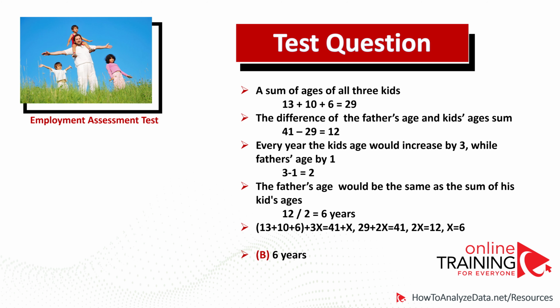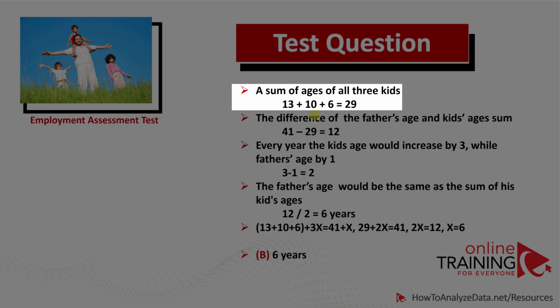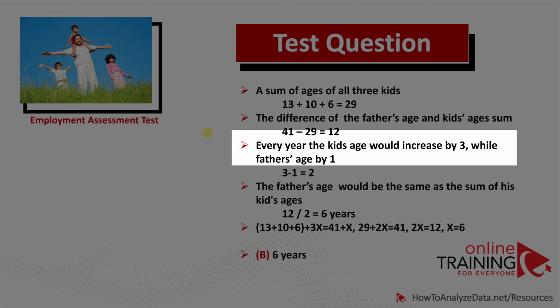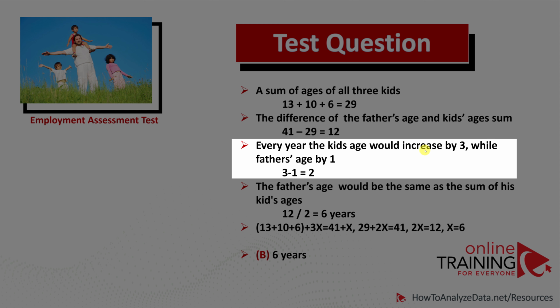So let's calculate the sum of all 3 kids' ages first. 13 plus 10 plus 6 is equal to 29. The difference in the father's age and the kids' ages sum is 41 minus 29 equals 12. Every year, the kids' ages would increase by 3, while father's age will increase by 1. So the difference is 3 minus 1, which is 2. 2 is the value by which the sum of 3 kids' ages will be catching up to the father's age.